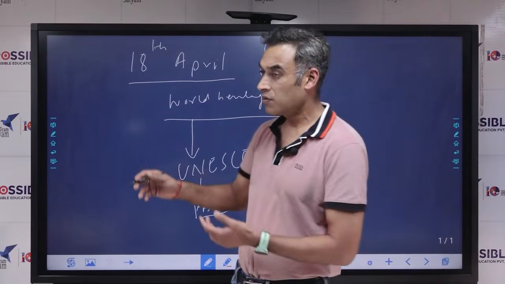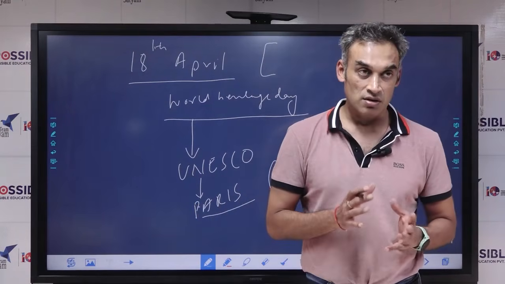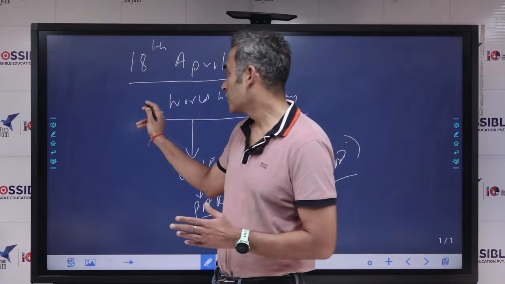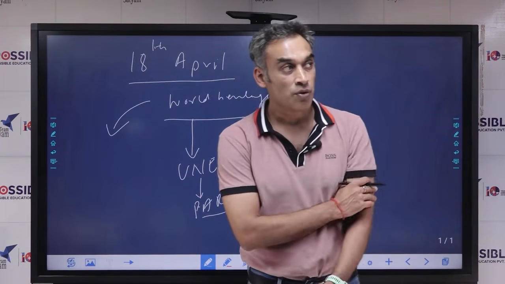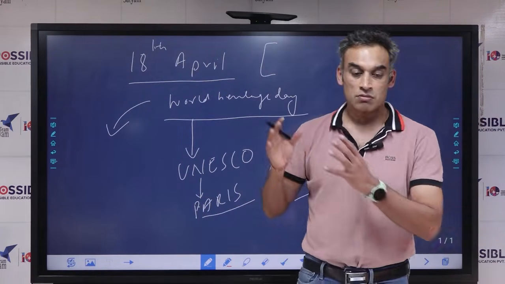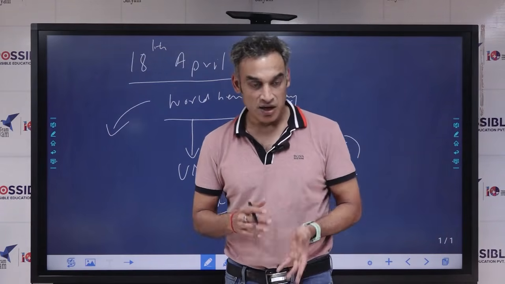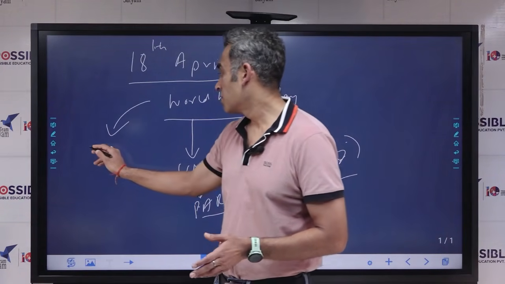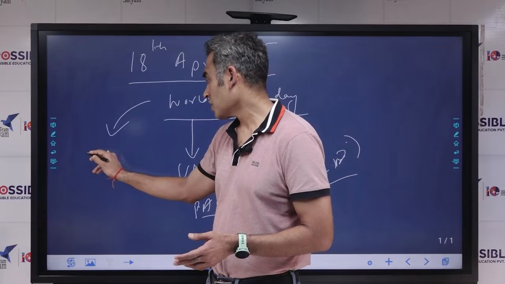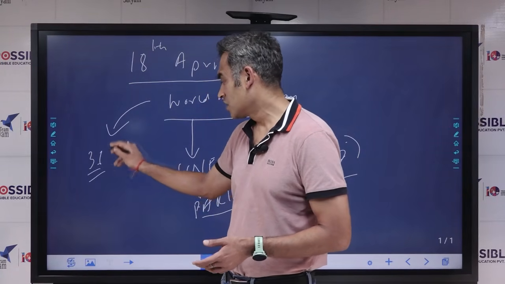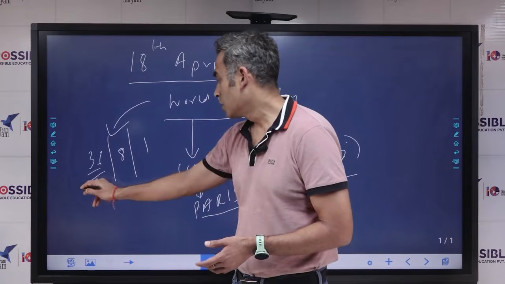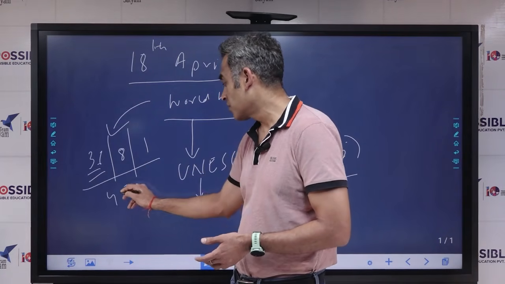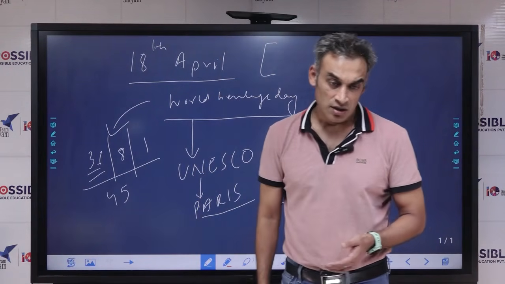World Heritage Day, we are looking at the World Heritage Sites here, right? And this was started from 1984. The first sites from India were Agra Fort, Taj Mahal, Ajanta and Ellora Caves, right? Now we have 36 cultural sites, we have 8 natural sites, and we have 1 mixed site. Overall, we have 45 UNESCO World Heritage Sites, right?